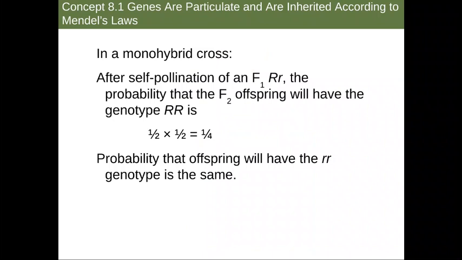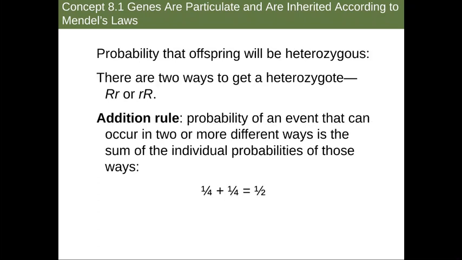So in a monohybrid cross, after self-pollination of an F1, big R, little r, the probability that an F2 generation offspring will have the genotype big R, big R is 1/2 times 1/2, because we have 1/2 of this genotype and 1/2 again being present. Okay, the probability that the offspring will be little r, little r genotype is the same, because we have a half likelihood from each parent, each gene being present there.